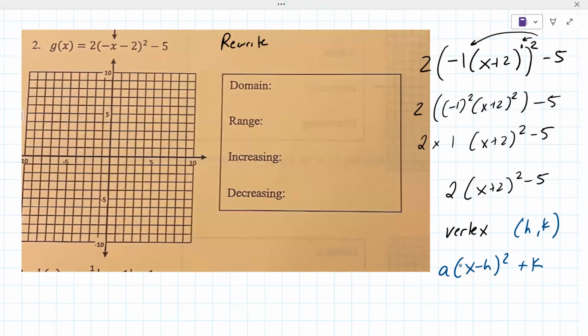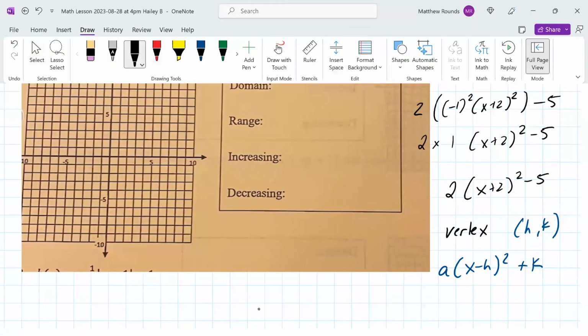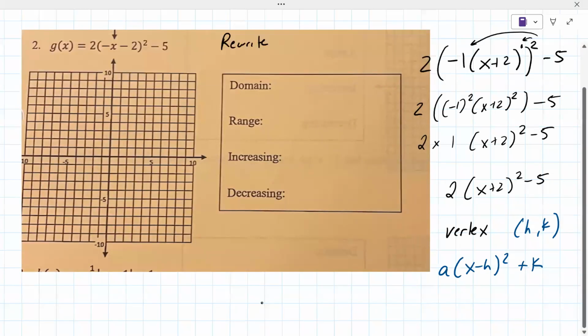H comma K. Go ahead and give that a guess here. Can you tell me the vertex from this? It's okay if you can't. I'm just trying to see where you're at as far as what you remember from class. If this looks totally foreign to you, we can start over.